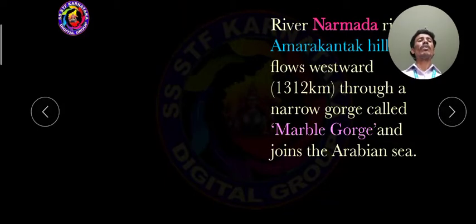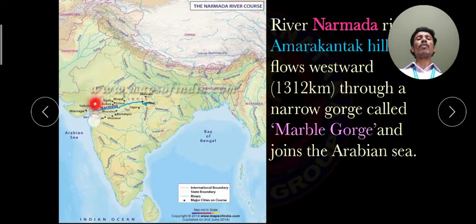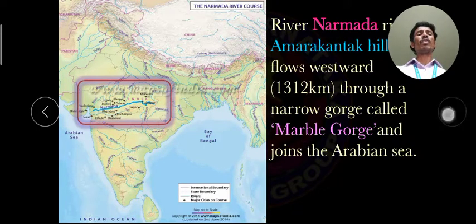River Narmada rises at Amarkantak hill station and it flows toward the west. So this is the Narmada. Its length is 1312 kilometers and it flows through a narrow gorge, between rocks, where the hills consist of marble rock, and finally it joins the Arabian Sea. Its length is 1312 kilometers.